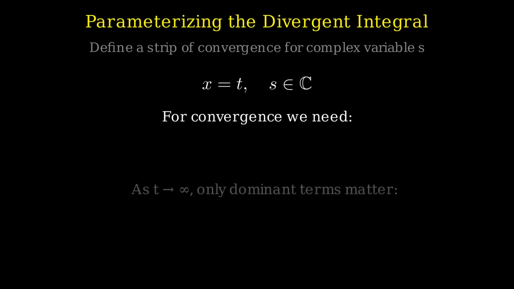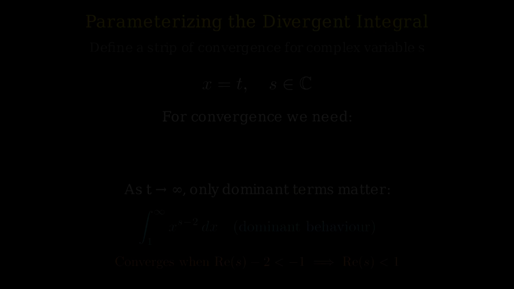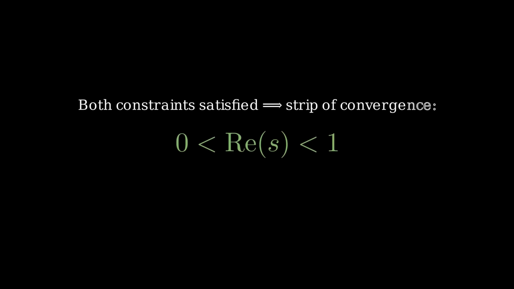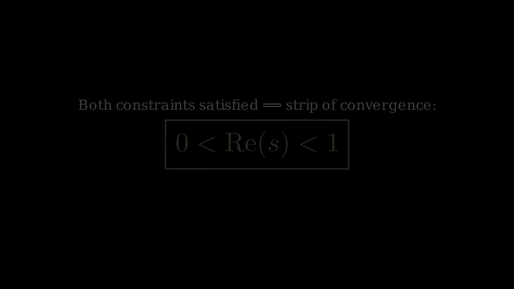Additionally, as t approaches infinity, on the other hand, by only considering dominating terms, our gamma function behaves as the following integral with an x to the power of s minus 2 term instead. In order for this integral to converge in not just this case but the previous one as well, the real component of s minus 2 must be less than negative 1, aka the real component of s must be less than 1. So to meet both constraints for our parameterization to work, we say 0 is less than the real component of s, which is less than 1.